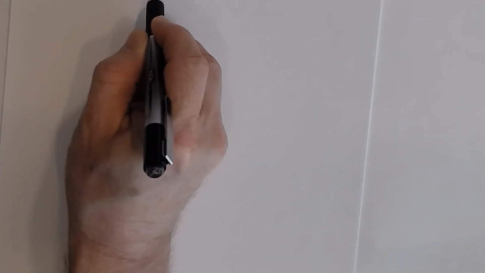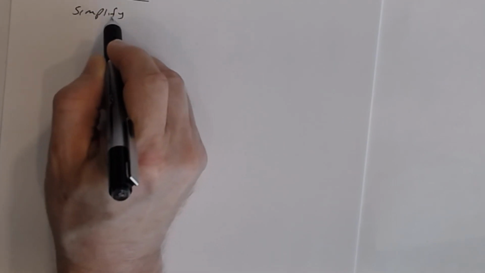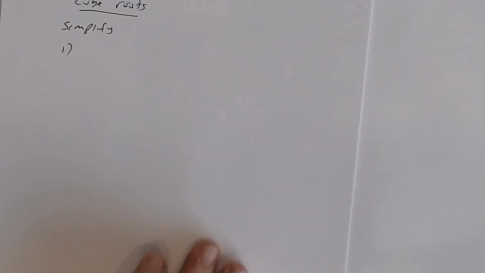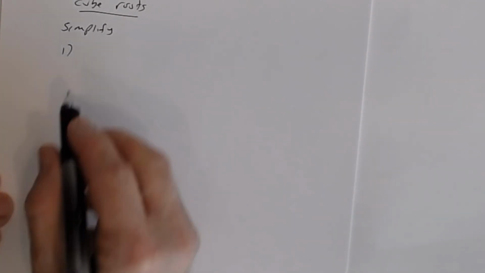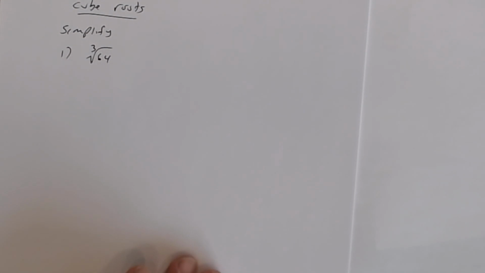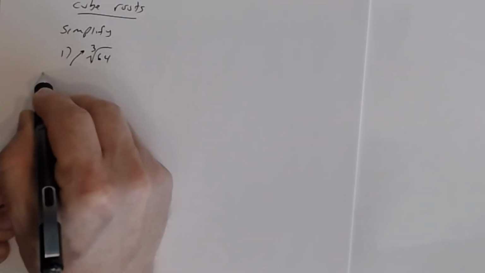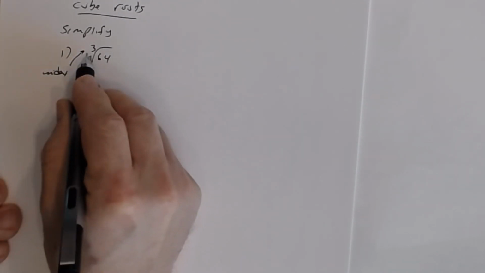Now let's talk about cube roots. So let's do a few cube roots. Again, the direction is going to say simplify. All right, so let's look at number 1. Let's suppose we had the cube root of 64. Right now, the way I want you to think about this is just like with the square root. So this is cube root. So the index is 3. Remember, that's your index.